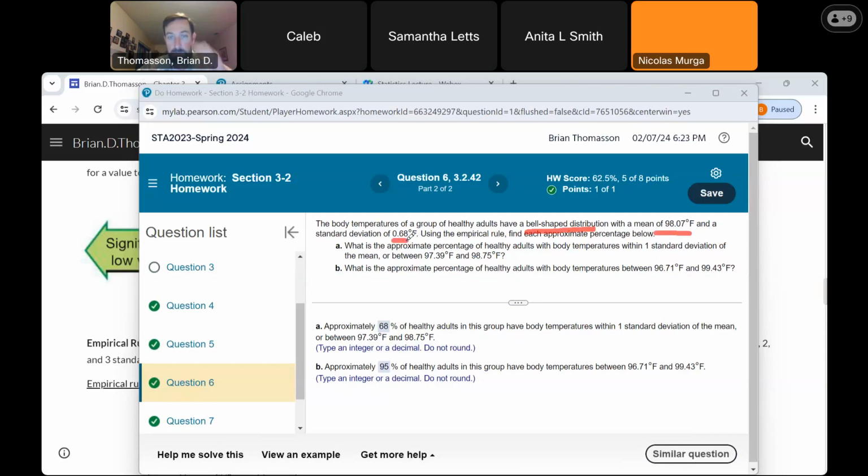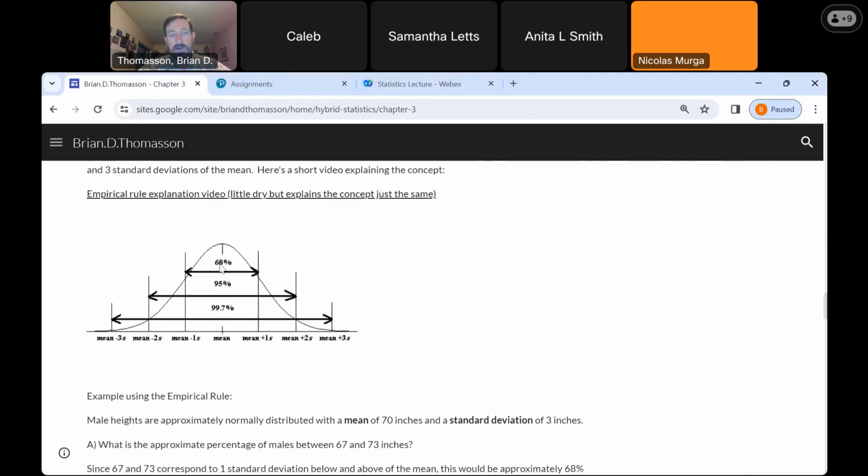And it says using the empirical rule, find each approximate percentage below. So the empirical rule is our 68, 95, or 99.7. We just have to figure out if it's 1 standard deviation away, 2, or 3. So we basically have a multiple choice, either 68, 95, or 99.7. We just have to figure out which case we have.